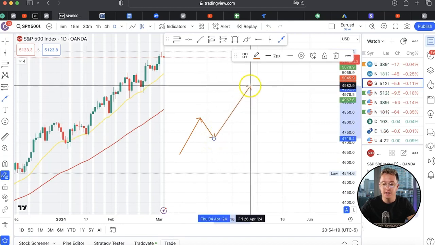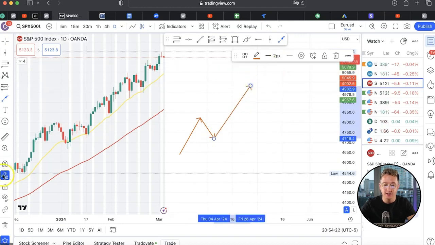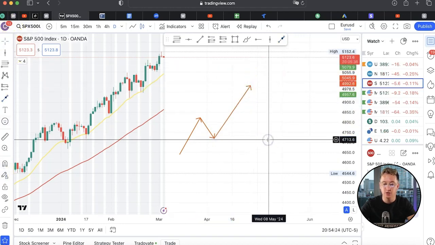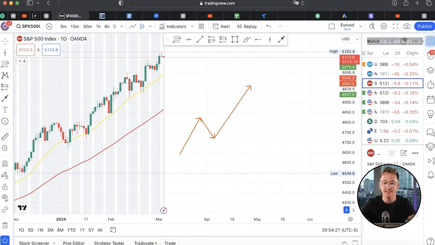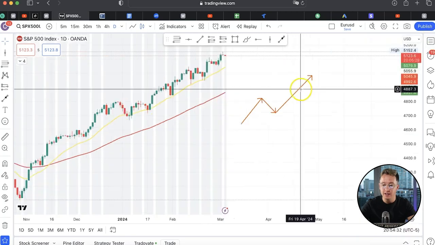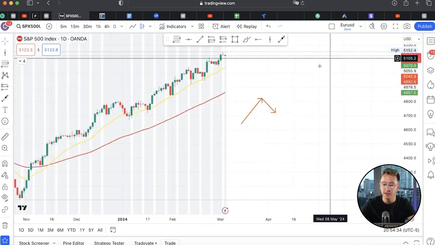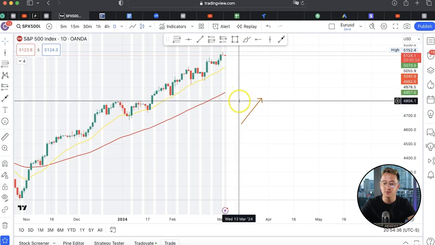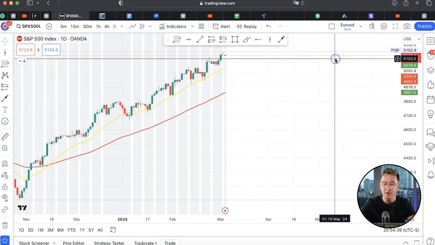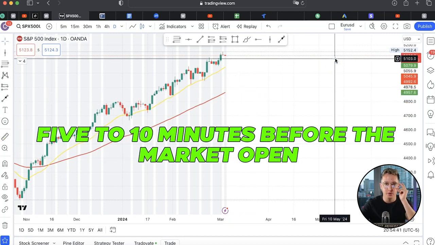And then you want to see price make new higher highs. This is going to be major when you are trading indices like NAS100, US30, and the SP500. One thing that I am doing too when I show up, let me delete these for us, clear up the chart, is when I show up, I'm at my computer 5 to 10 minutes before the market open.